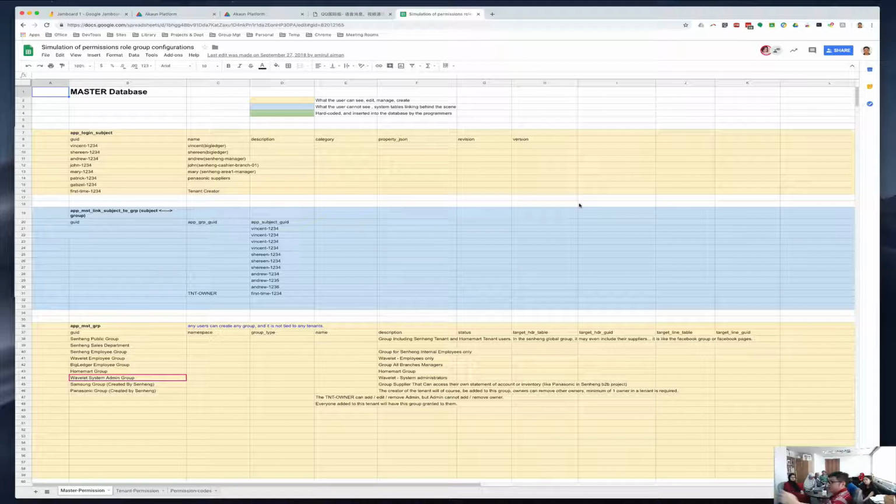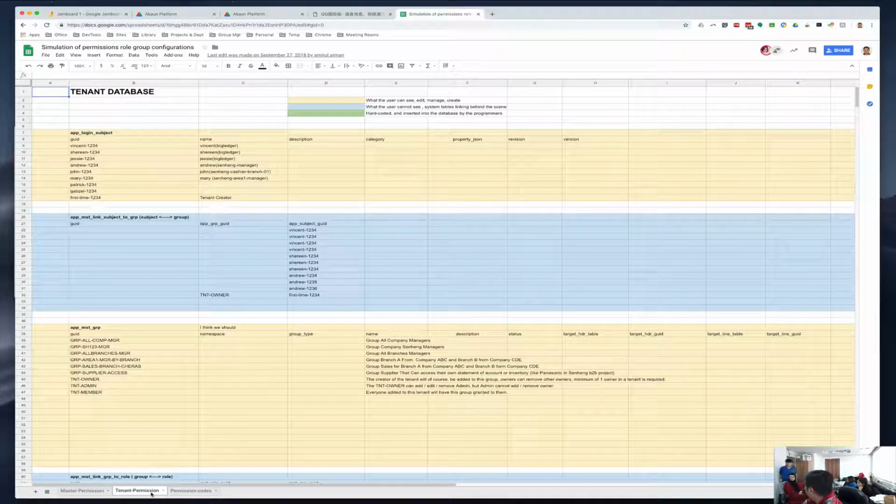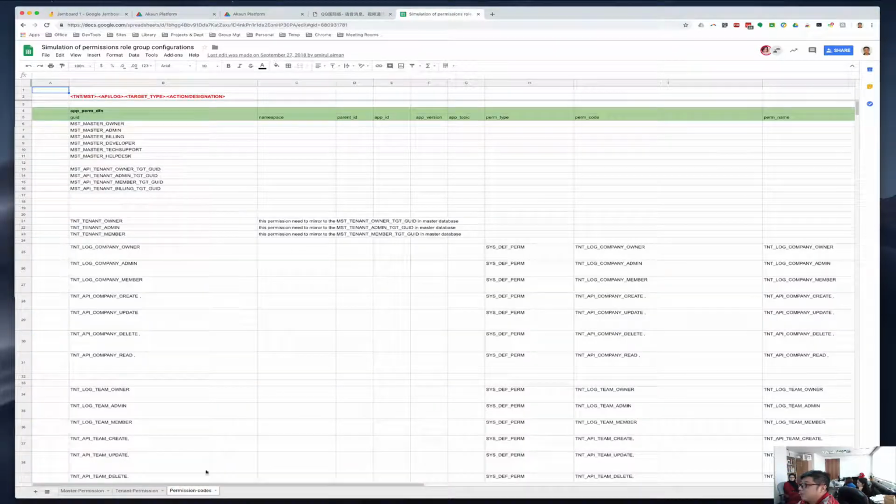If you look at this permission simulation, first on the left-hand side you see there's a master permission, and on the second tab there's the tenant permission. Then the next tab is the permission code, with all the example permission codes that you can create.